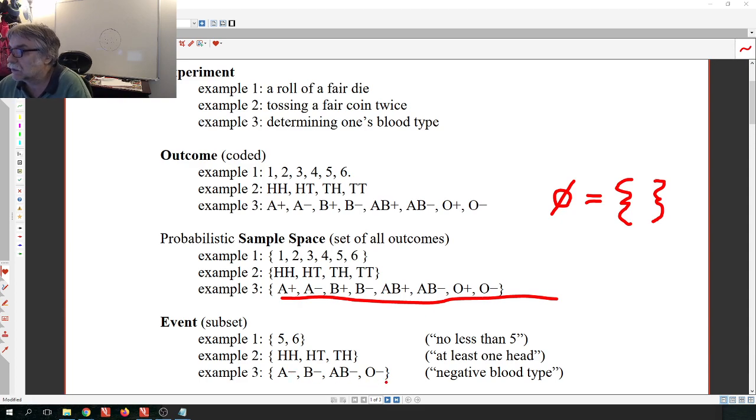Any other set would be an event. So an event is anything out of this sample space. There are 8 things here. You can have 256 different events. For every one of those events, you would have to use a statistical distribution to find out what you are interested in, and then add it up.